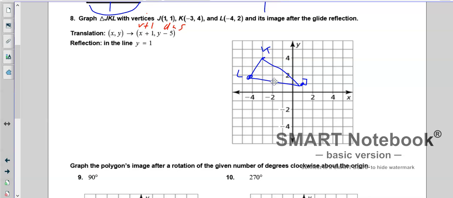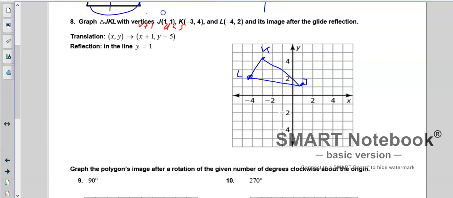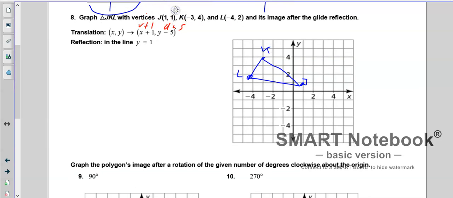And mathematically, remember, we could add 1 and get 2, 1 plus 1, and 1 minus 5 is -4. Or we can just go to the point J and go right 1 and down 1, 2, 3, 4, 5. And notice we still end up at 2, -4. It's whatever is comfortable for you. Now that's my J prime.